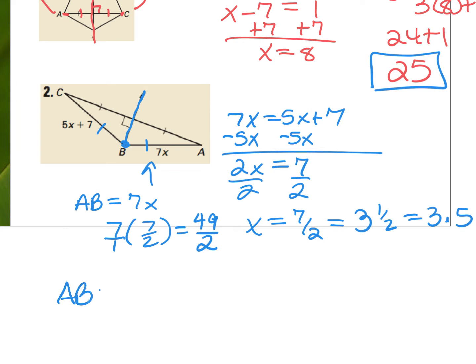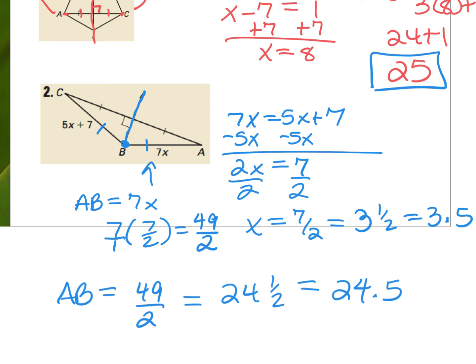So the length of AB, you can leave it improper if you choose, or you can make it a mixed number, or I would also accept the decimal version. So again, tomorrow on the quiz, anything goes. You can have decimals and fractions as your answers.